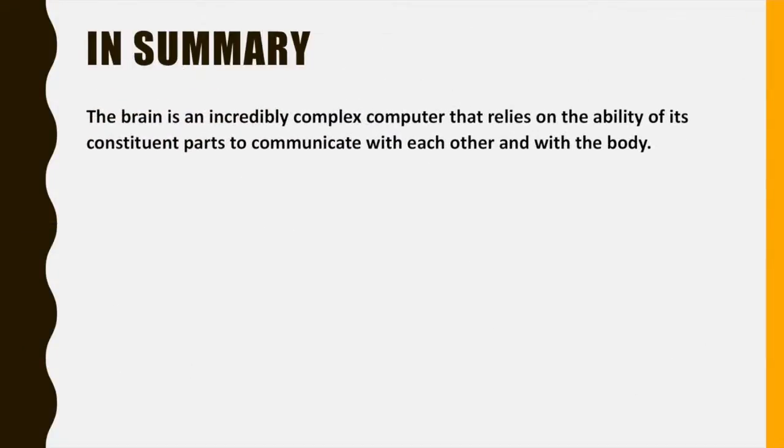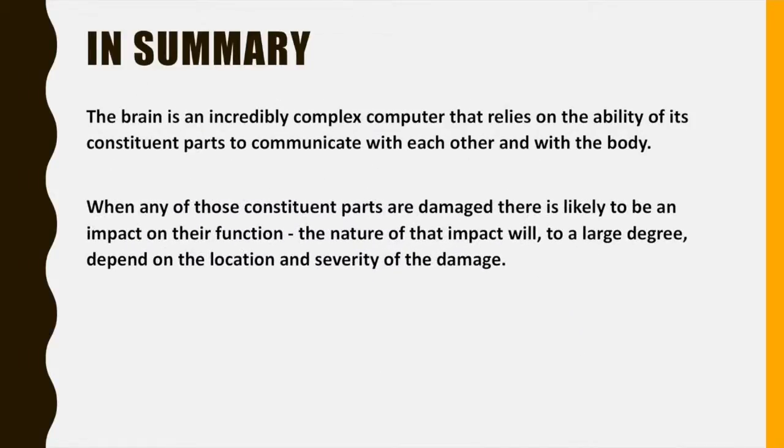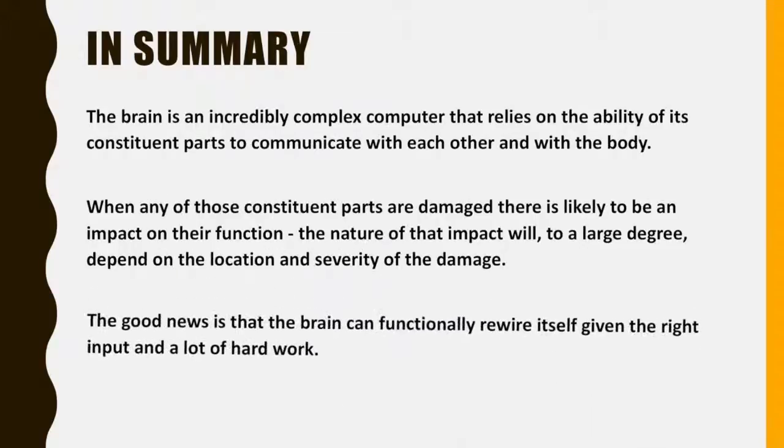So in summary, the brain is an incredibly complex computer that relies on the ability of its constituent parts to communicate with each other and with the body. When any of those constituent parts are damaged, there's likely to be an impact on their function. The nature of that impact will, to a large degree, depend on the location and the severity of the damage. The good news is that the brain can functionally rewire itself given the right input and a lot of hard work.